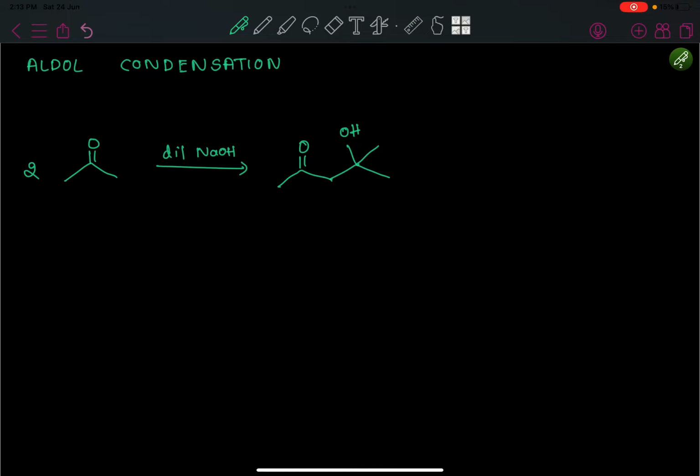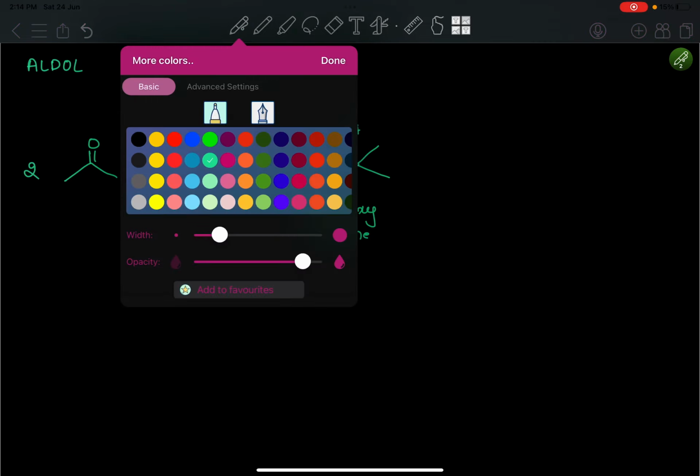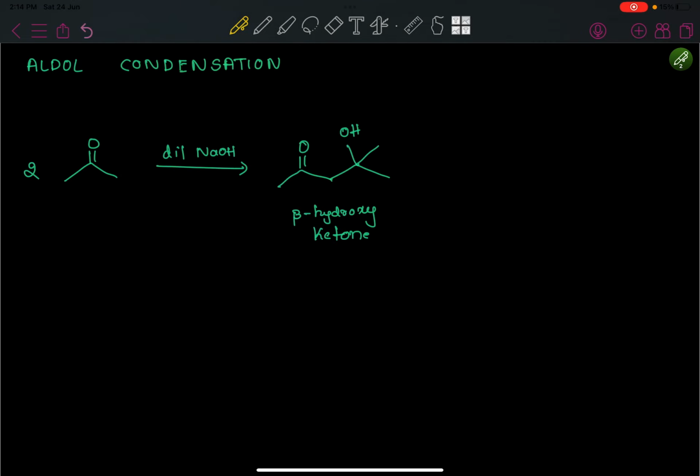And what is this called? This is nothing but beta-hydroxy ketone. Why is this called a beta-hydroxy ketone? With respect to this keto functional group, this is my alpha carbon, right? This is my beta carbon. Can you see, with respect to this keto functional group, at the beta position I have my hydroxyl group, right? So we have a hydroxyl group.